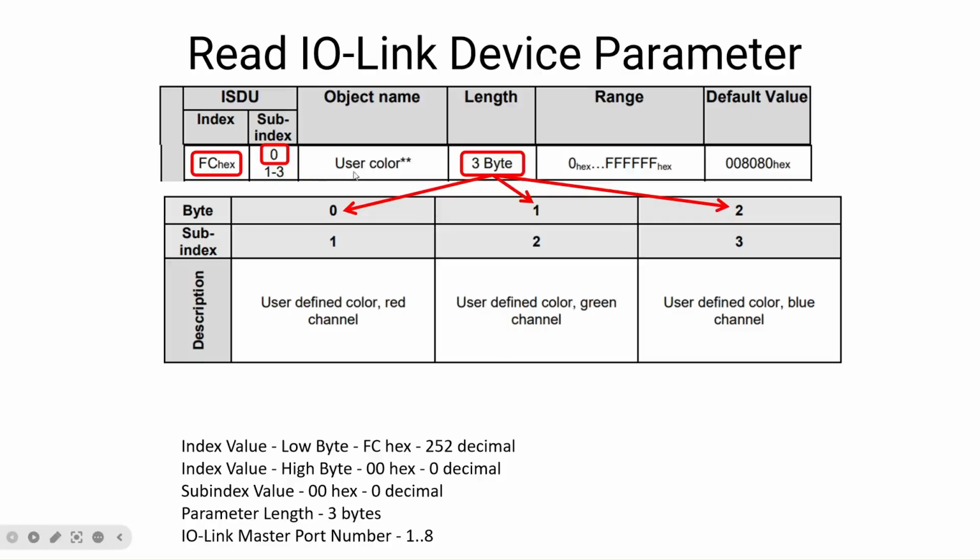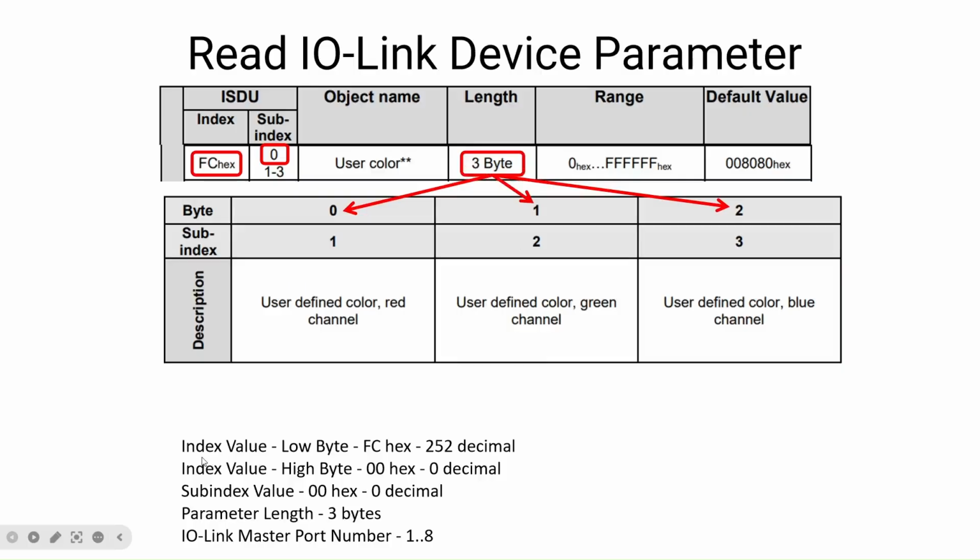So we're going to read the user color from a Balluff Smart Light. Some information that we need to collect is the index number of the parameter, which is FC in hex, and the subindex value, which will be 0. By using the 0, we can read all 3 bytes of data at once. If you wanted to read the individual bytes, you could use subindex 1, 2, and 3 respectively to read the red, green, or blue channel individually. But by reading subindex 0 of this parameter, we will read all 3 bytes at the same time.